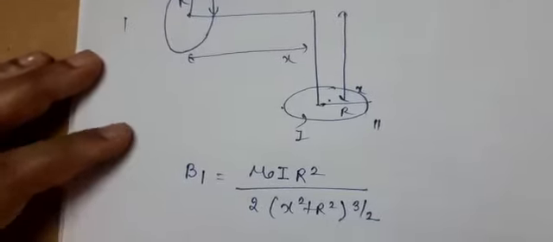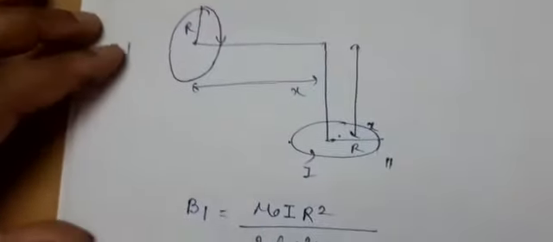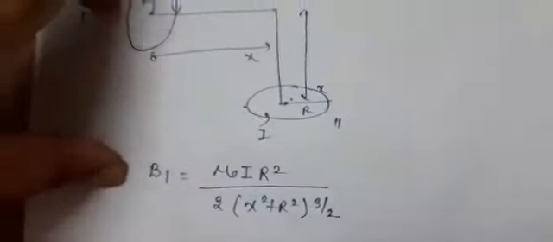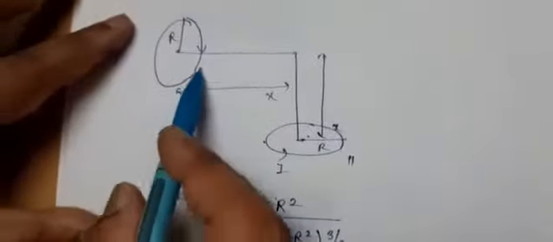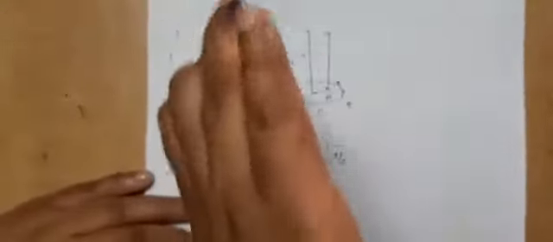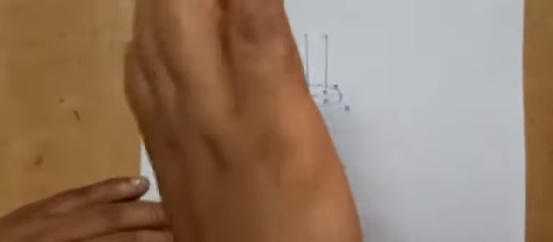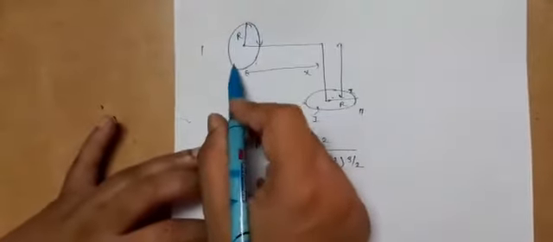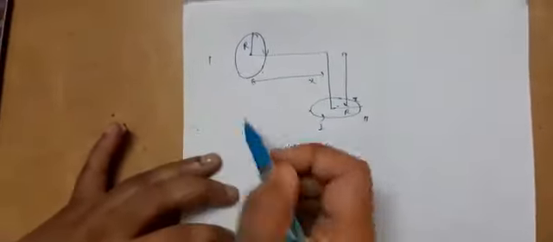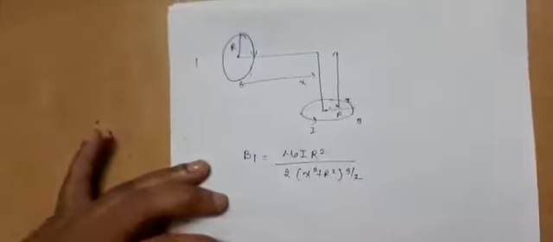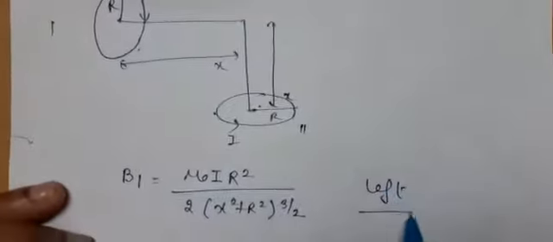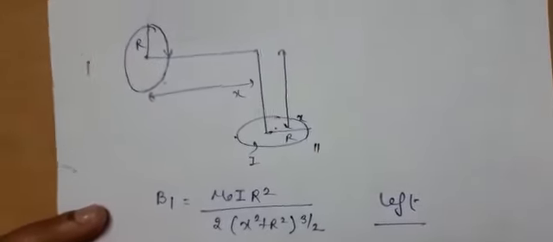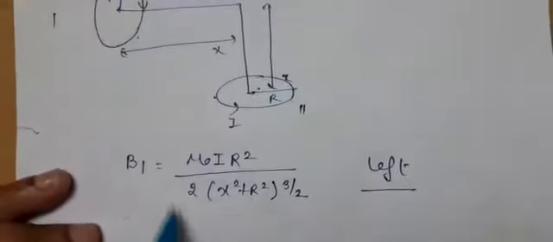What about direction? See here, the loops are in perpendicular planes, but if we take the current flowing in this clockwise direction, the magnetic field for this loop will be directed inward. If you take its plane in the plane of paper, you can take it inward, but if you take it perpendicular to the plane of paper, then it will be towards the left. Actually the loops are shown perpendicular to the plane of paper.